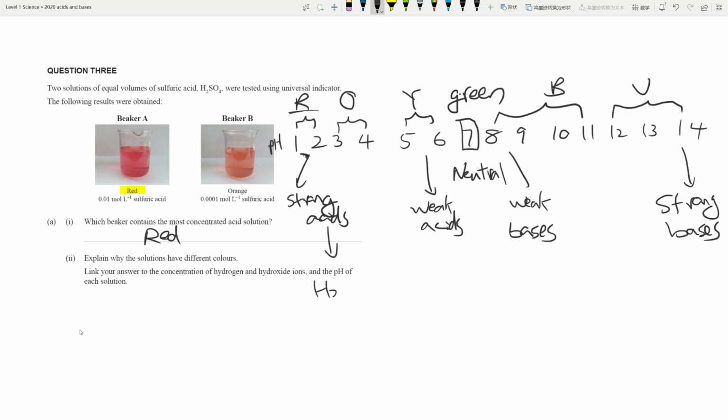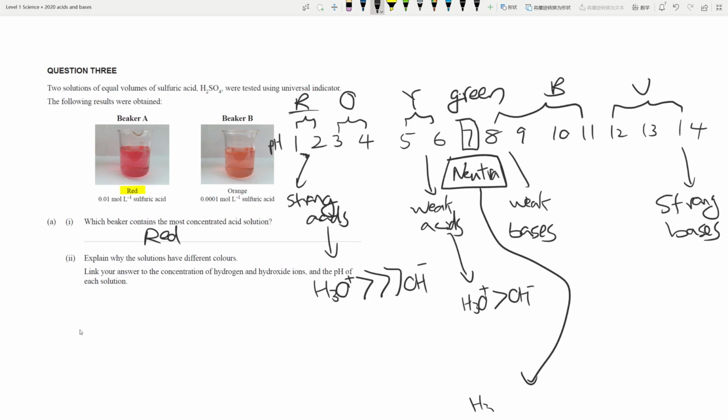Strong acids means that you have lots of the H3O+ ions compared to the OH- ions. Weak acids means you have more H3O+ ions compared to your OH- ions, but the difference is not as great. But when you have pH equals neutral, neutral means that the H3O+ ions equal the OH- ions. Okay, and when you get to the weak base, that means the OH- ions are going to be more compared to the H3O+ ions, and the strong base is OH- greater than the H3O+ ions.